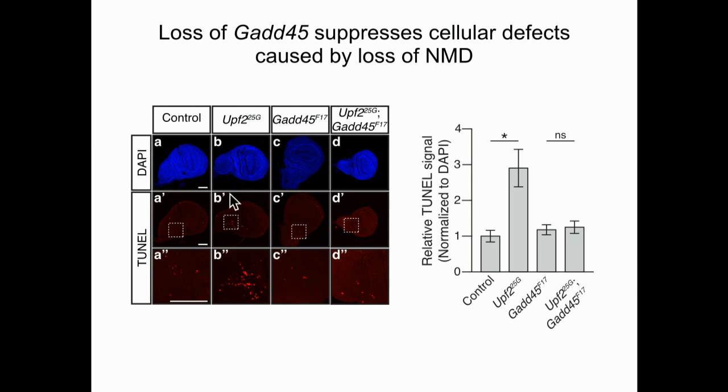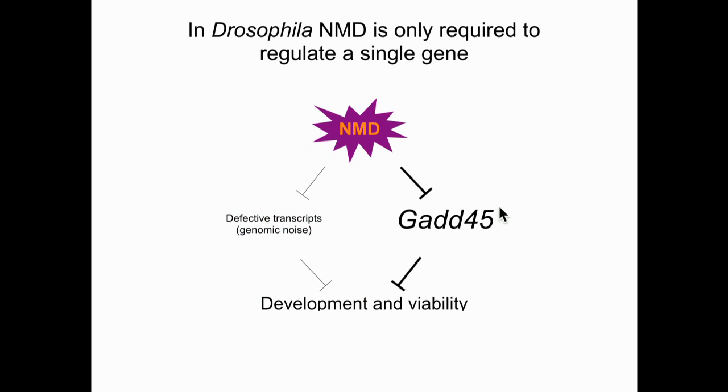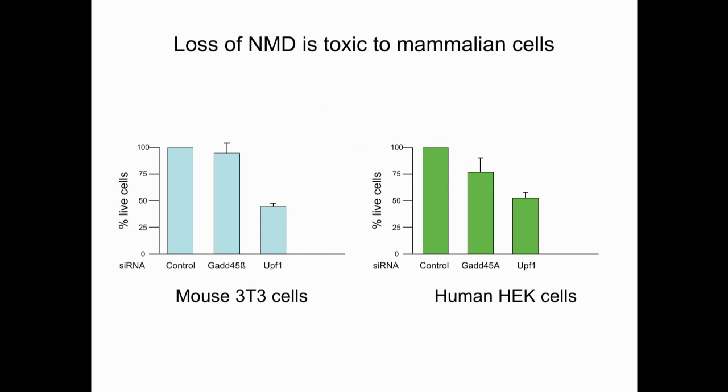Also, on a cellular basis, I mentioned that loss of NMD, where this UPF2 allele leads to apoptosis, you see increased cell death here. And this is completely suppressed by removing GAD45, so both in the organism and on a cellular basis. So what we propose is that in Drosophila, NMD is only required for one function, and that is to keep GAD45 off, and if it's lost, this goes up and it blocks development and viability.